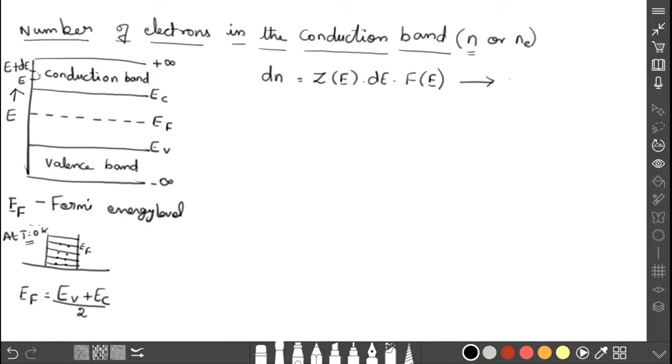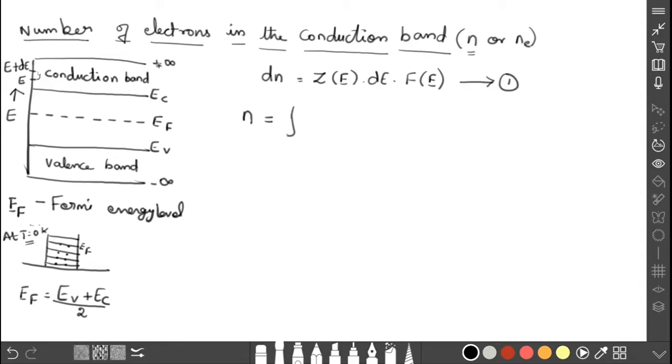First, I am considering this as equation number 1. What is dn? dn is the number of electrons within the energy range E and E plus dE. For the whole band I have to find it out. So what do I have to do? For the whole band the number of electrons is represented by small n. What is the limit here?